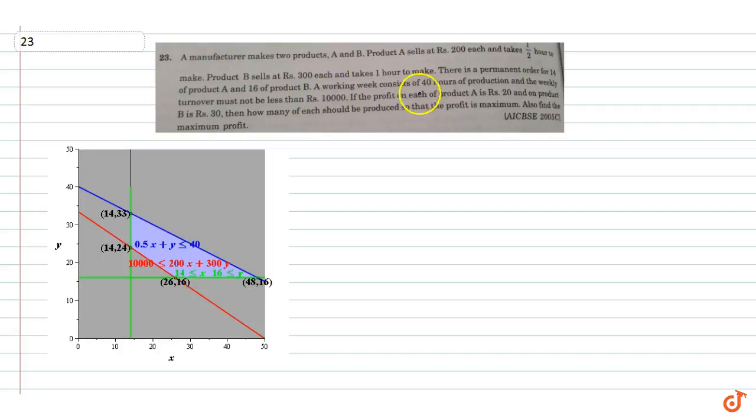A working week consists of 40 hours of production and the weekly turnover must not be less than rupees 10,000. If the profit on each of the product A is rupees 20 and on product B is rupees 30, then how many of each should be produced so that the profit is maximum? Also find the maximum profit.